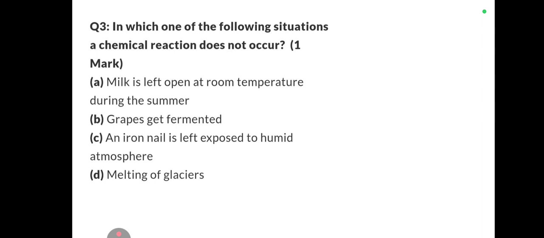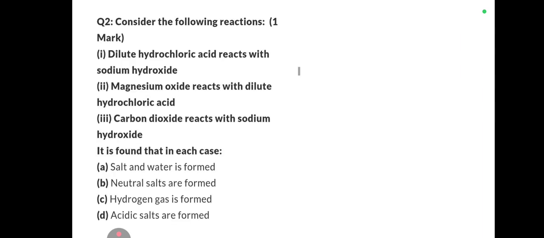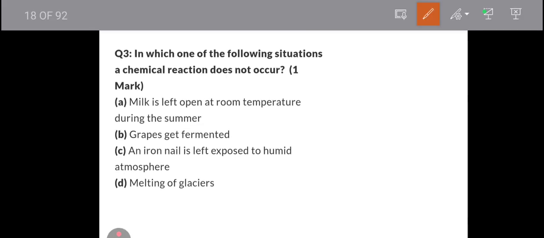In which one of the following situations does a chemical reaction not occur? So first is milk left open at room temperature during summer. Once milk is left open in the summer season, due to the heat, milk will get spoiled. So this is a chemical reaction, right? Spoilage of milk is a chemical reaction. Second one is grapes get fermented. That is fermentation of grapes to produce alcohol. This is also a chemical change or a chemical reaction.